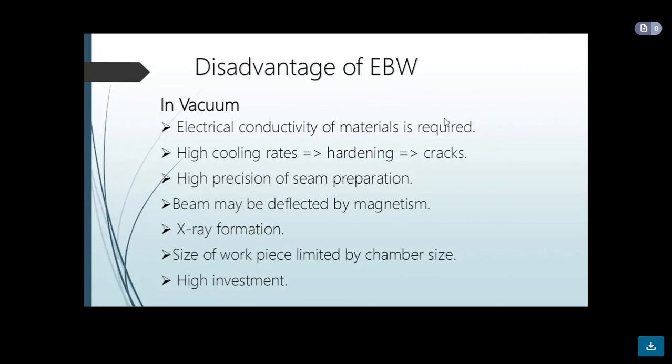Beam may be deflected by the magnetism. As we see, before starting the welding process, demagnetization of the base material is necessary. If the demagnetization of the base material is not done, then it will affect the process, so that the beam may be deflected by the magnetism. The beam that we produce will get deflected by this base material.